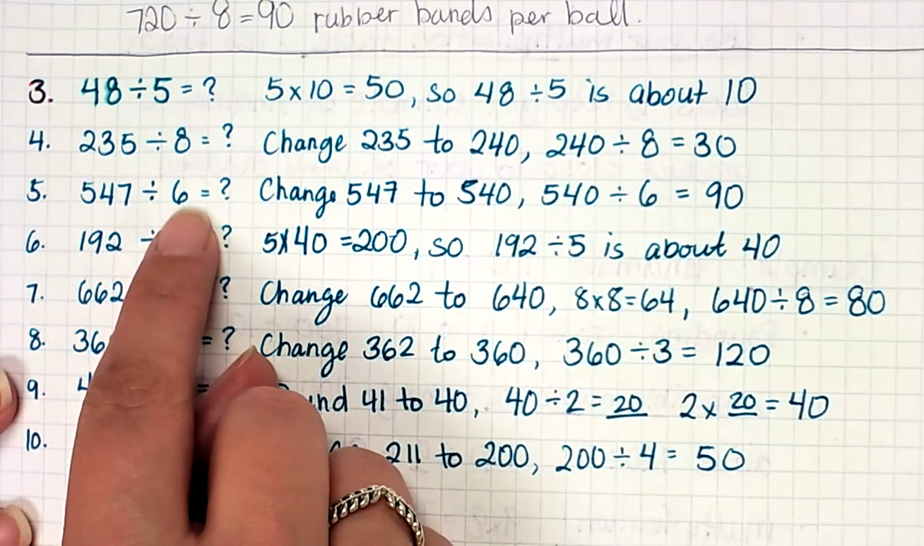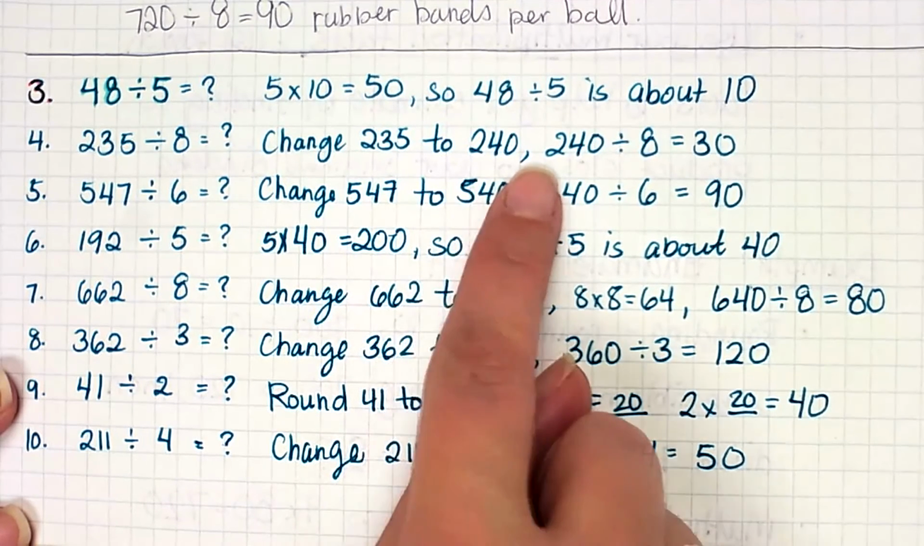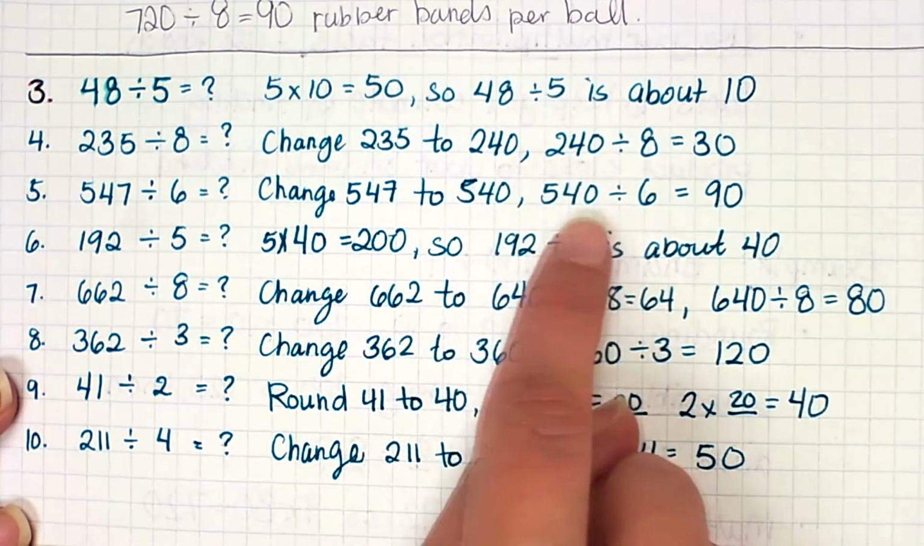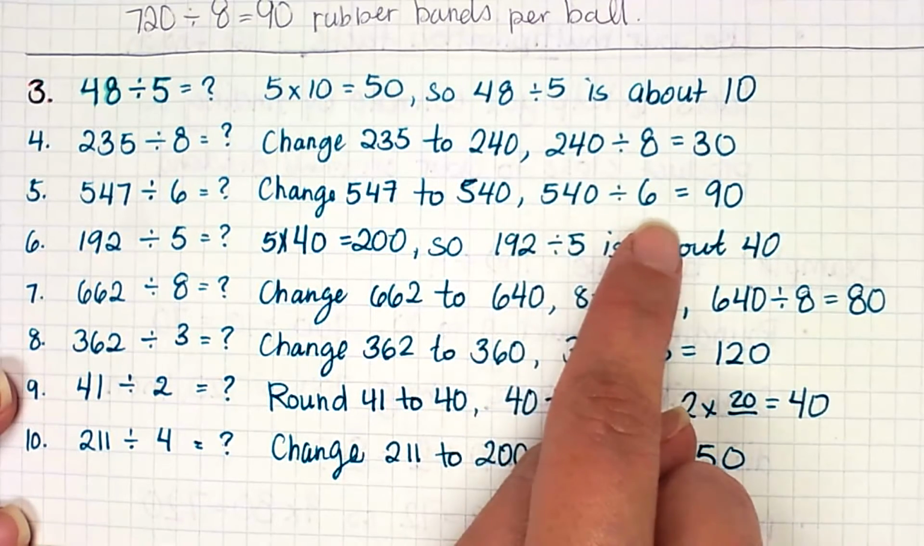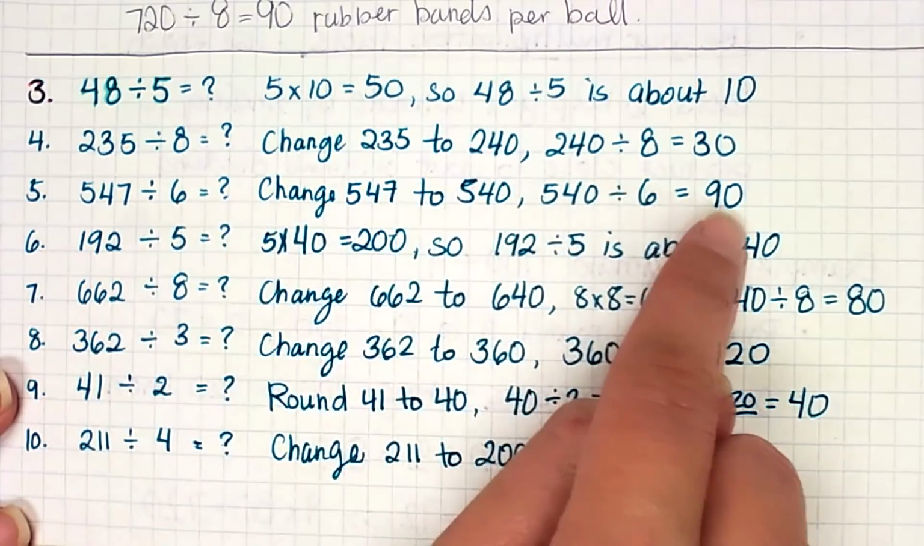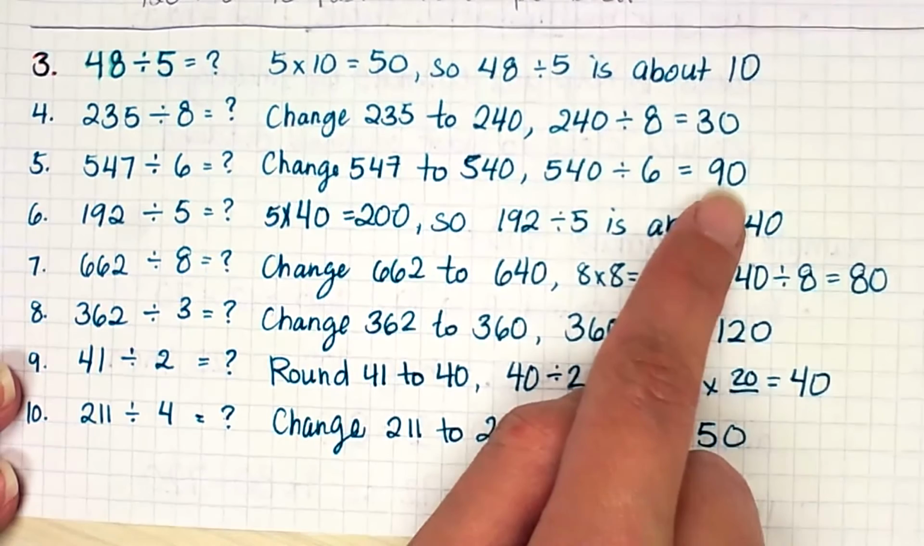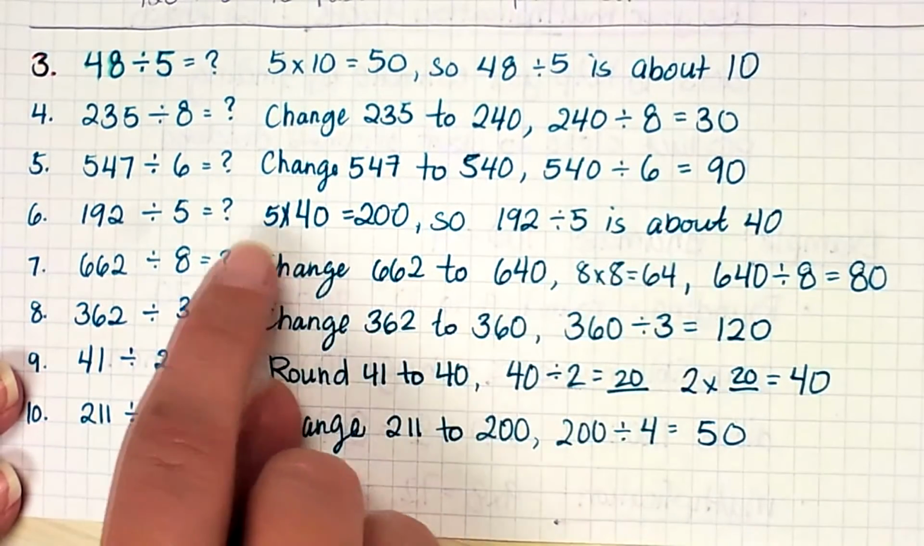547 divided by 6. So I changed the 547 to 540 because I know 54 is a multiple of 6. So 540 divided by 6 is 90. 547 divided by 6 is about 90. It's close to it. So when we say about how much, we're talking about an estimate.